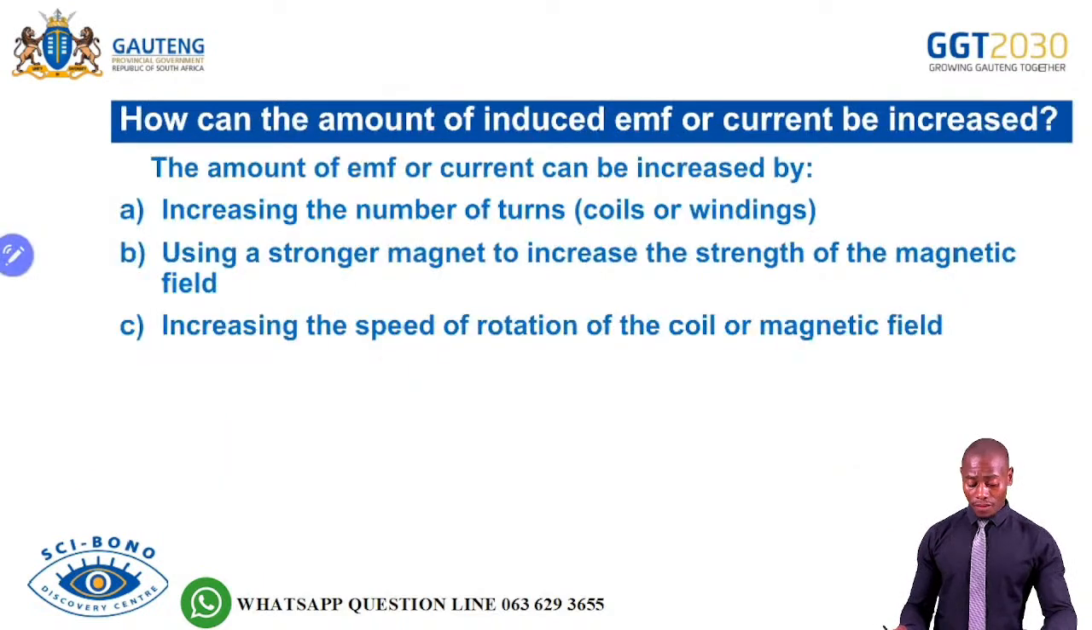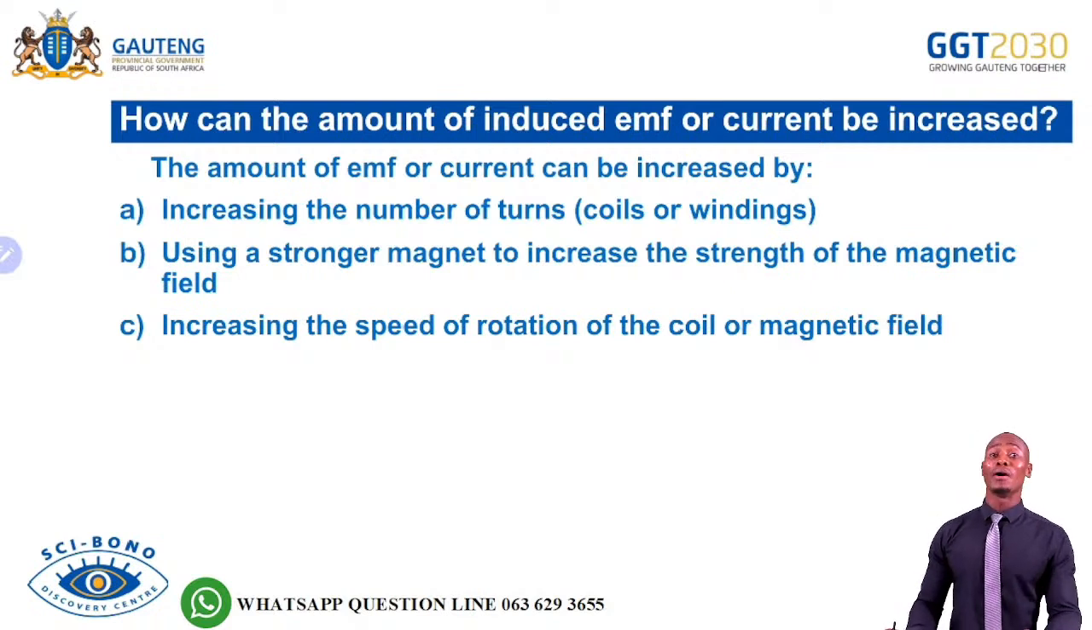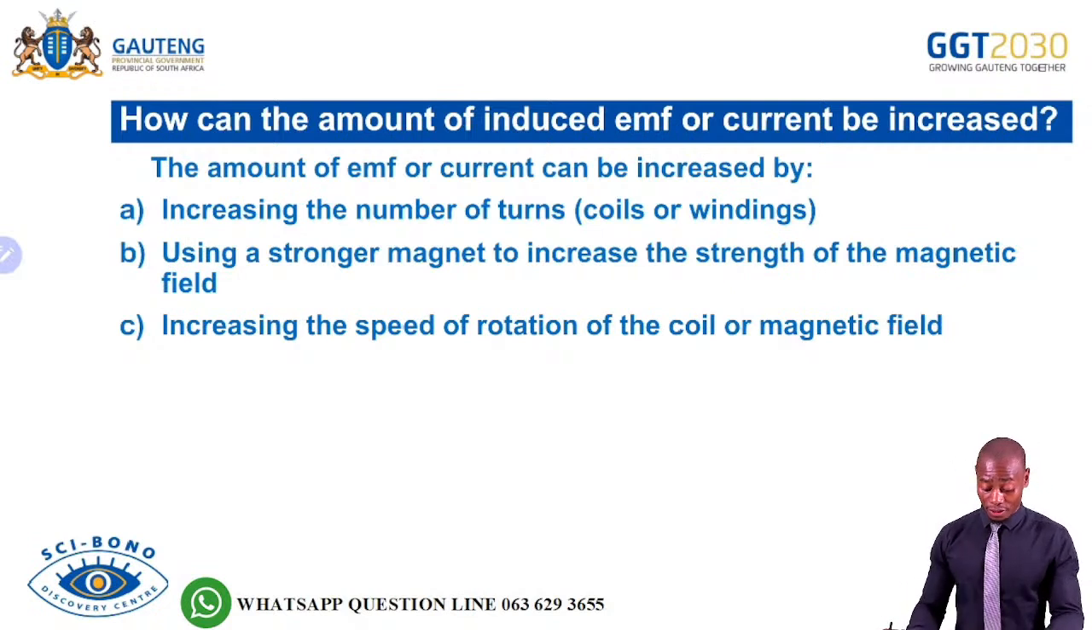All right. Then how can the amount of the EMF or current be increased when it comes to a generator, whether it is AC or DC generator? Remember, we can increase the amount of EMF that is induced in a coil, or the amount of current that is induced in a coil, by increasing the number of turns, or coils, or windings. All right, that is how we can increase the amount of EMF induced in a coil. Then we can also use a stronger magnet. Please be careful, learners, here. When it comes to A, this only affects the amount of EMF induced in a coil.